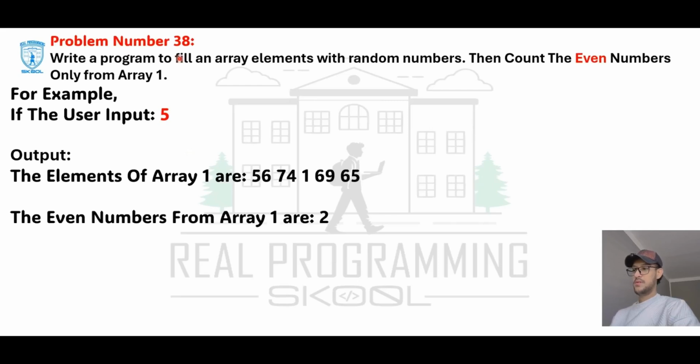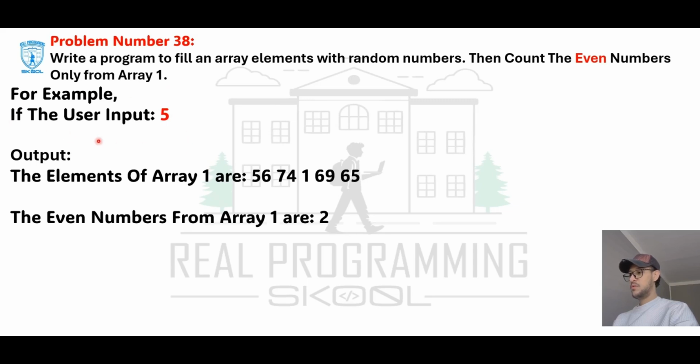Today we're going to have problem number 38. Write a program to fill an array's elements with random numbers, then count the even numbers. Count them this time, okay? Don't add them to the second array, or array number 2. No, this time count the even numbers of the random numbers that the compiler will return and store in array 1. Count how many even numbers we have only from array 1, okay?